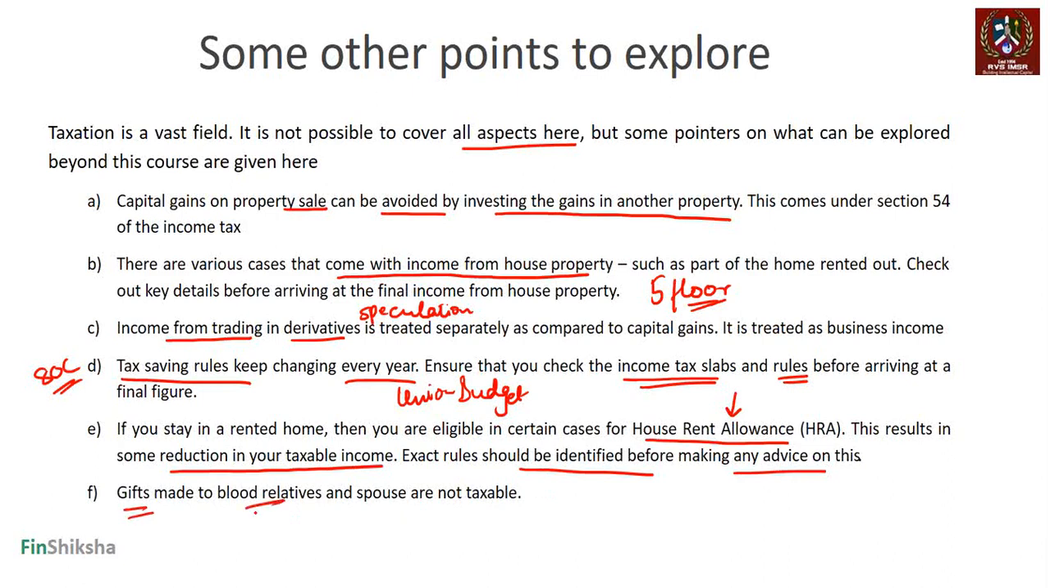Any gifts made to blood relatives and spouse are not taxable. So if someone makes a gift of 1 lakh rupees to his or her mother, that's non-taxable. But if you make the same gift to a friend, if you transfer money to a friend as a gift, that's added to the income of the friend. But if the same gift is made to a blood relative, mother, spouse, or kids, then that is non-taxable, right? Those are some of the nuances.